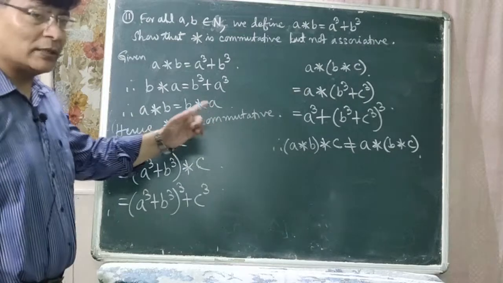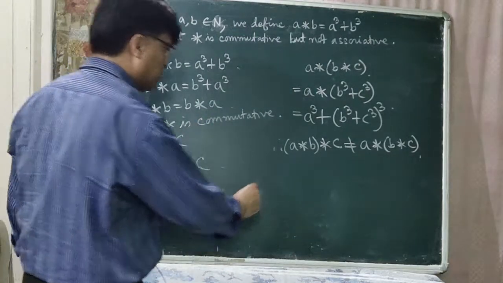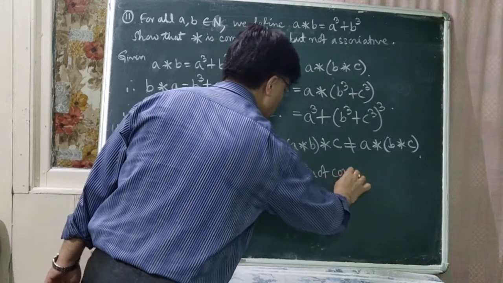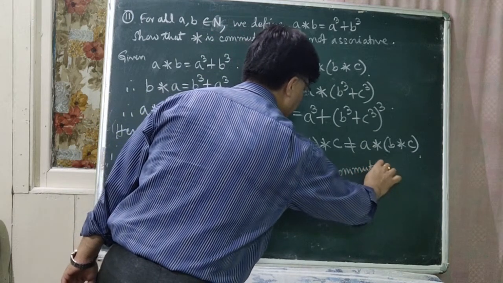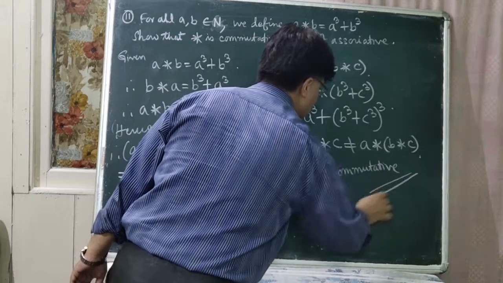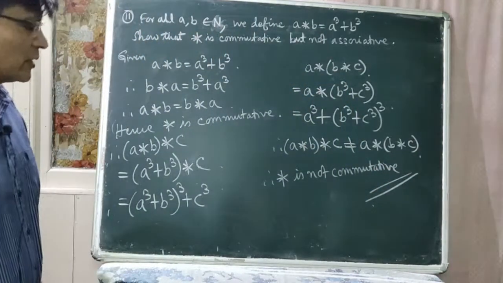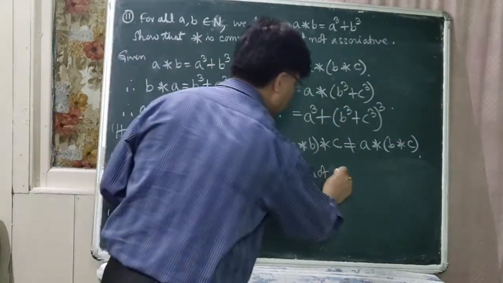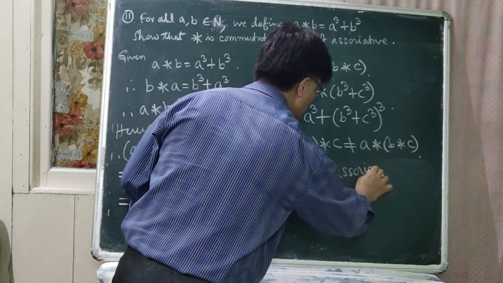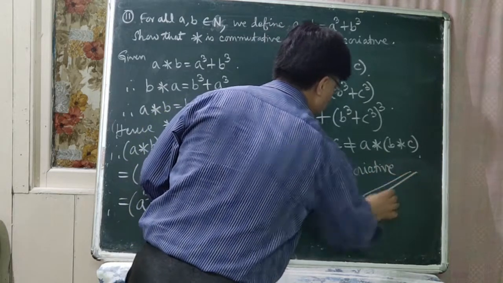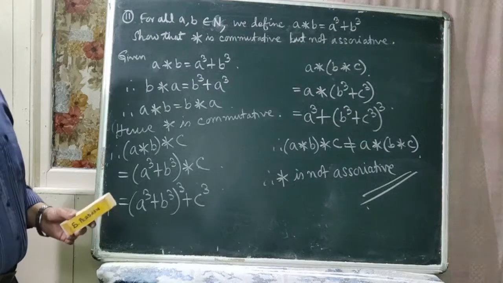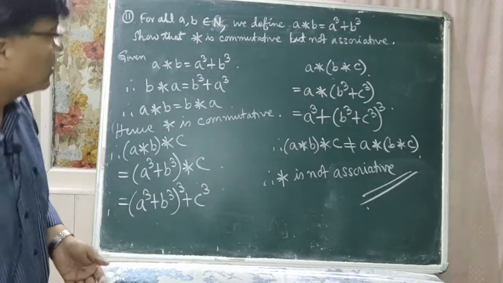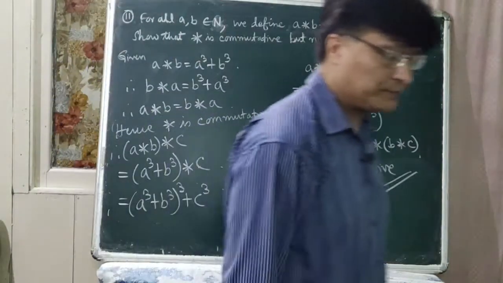So what can we write? Star is not commutative. Star is not associative. So I think you have understood it. In this case, we have proved that star is not associative. So you can copy it. Now we'll do the next question.